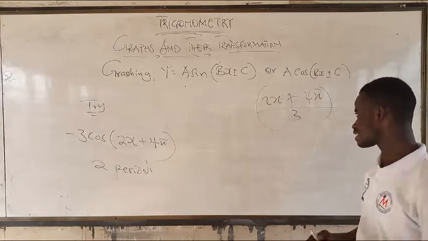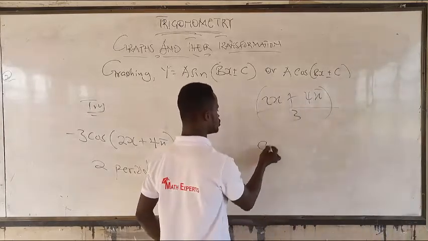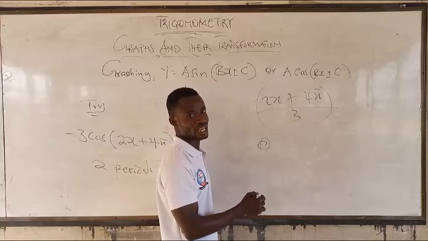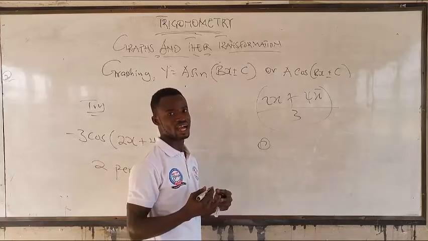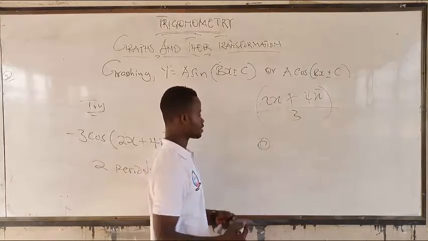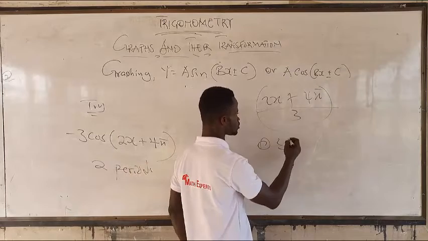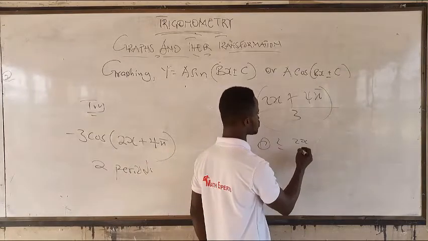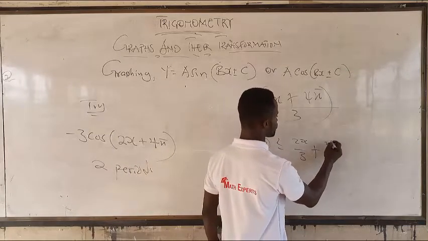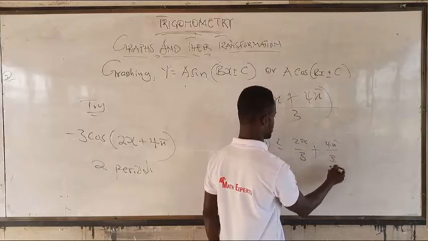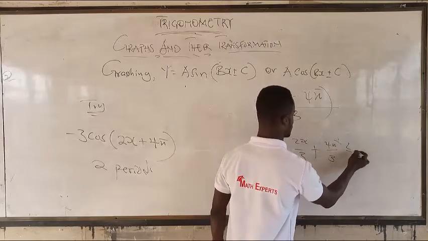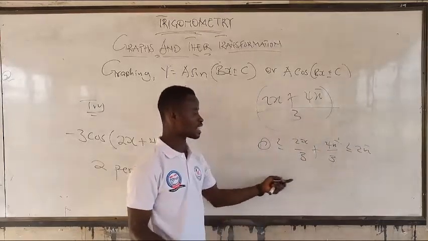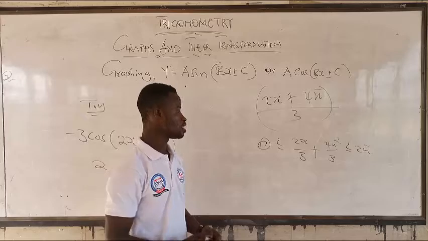In case you can't see it like that, you can use the idea of the interval: when you add the interval, it's going to be the period. So you just write the whole of this as 2x over 3 plus 4 pi over 3, less than 2 pi. Then you use this idea to go and do it.